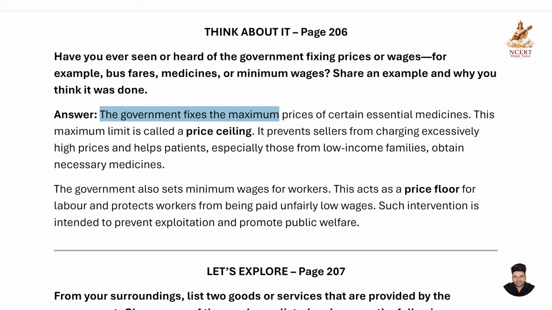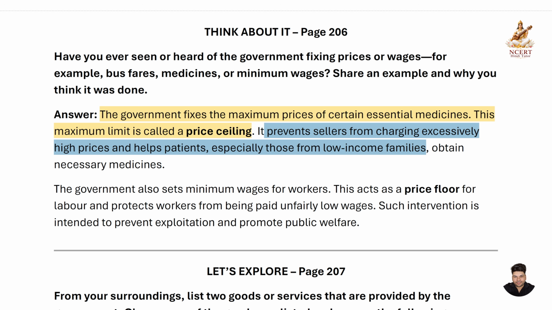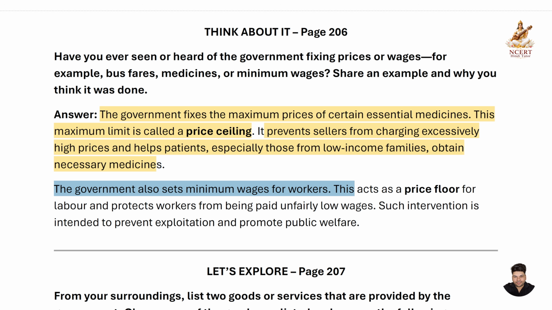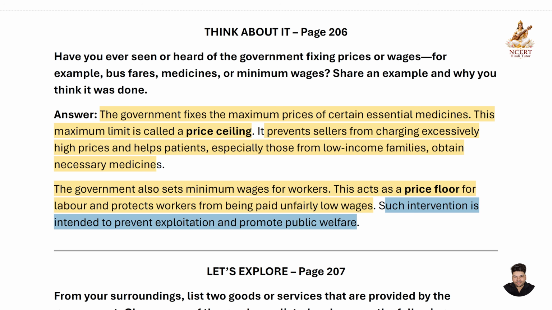Answer: the government fixes the maximum prices of certain essential medicines. This maximum limit is called a price ceiling. It prevents sellers from charging excessively high prices and helps patients, especially those from low-income families, obtain necessary medicines. The government also sets minimum wages for workers. This acts as a price floor for labor and protects workers from being paid unfairly low wages. Such intervention is intended to prevent exploitation and promote public welfare.